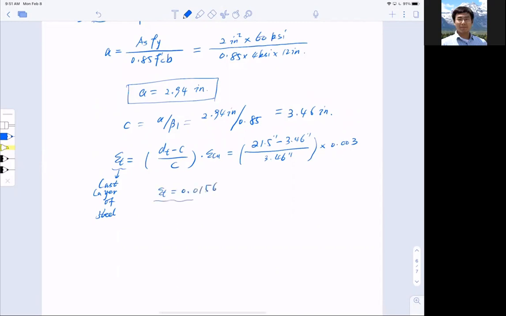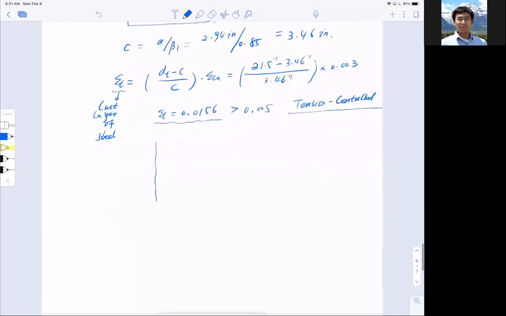So I got this number to be 0.0156. When you see this number, you feel so happy if you're a true concrete designer because this is bigger than 0.005. And your old friend, tension control, jumped out and cheer with you, say, oh, you know what, tension control. Why is that so good?